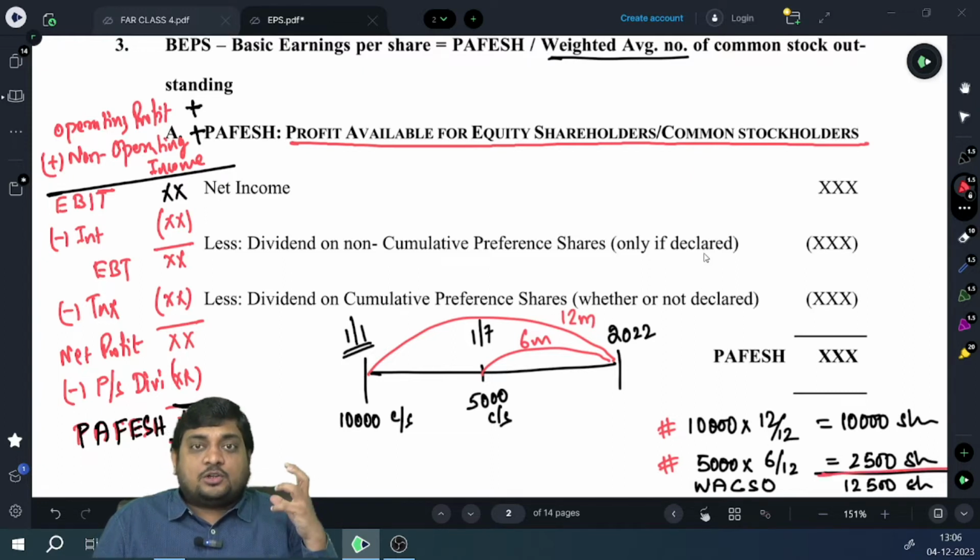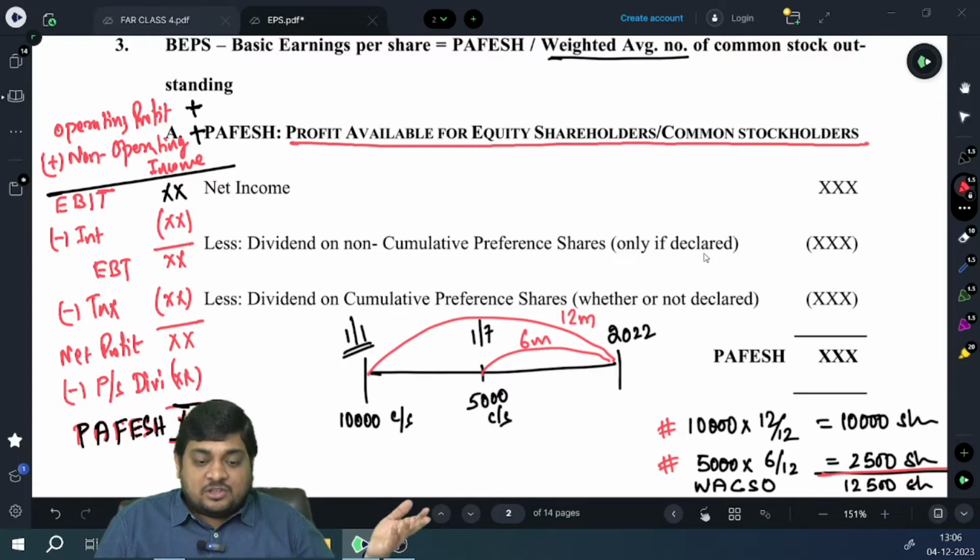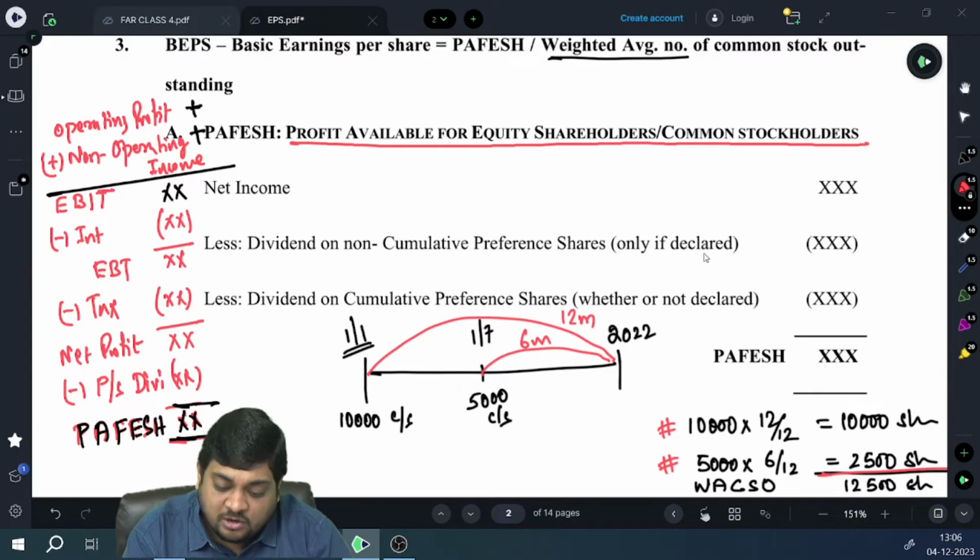So this is total profit available for common stockholders. See, we have given everyone. First of all, they will give us EBIT. From that EBIT, we first paid interest to the debenture holders. Now whatever is left, from that we have to pay tax first. Then this is the profit that belongs to the shareholders.